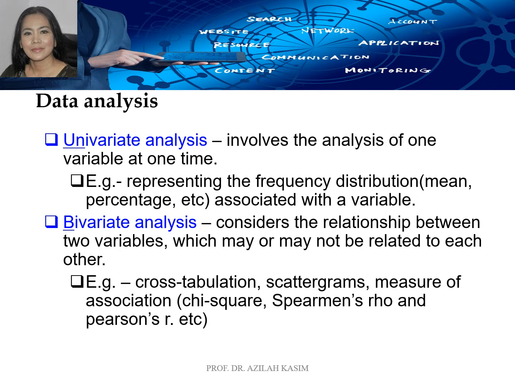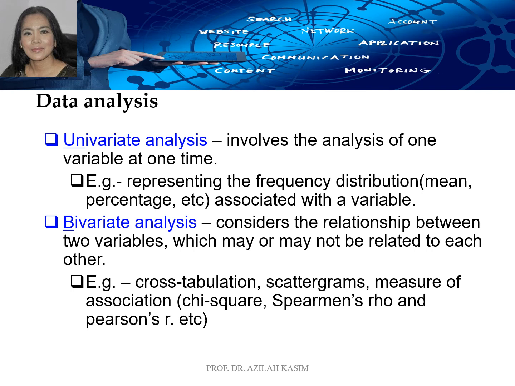So when we do statistics, we either do univariate analysis, which means we analyze only one variable at a time, and we represent it using frequency distribution, mean, percentage, and all that about that variable. This is just one variable. That's why uni. If we do bivariate analysis, bi means two, so we are considering some kind of relationship between two variables.